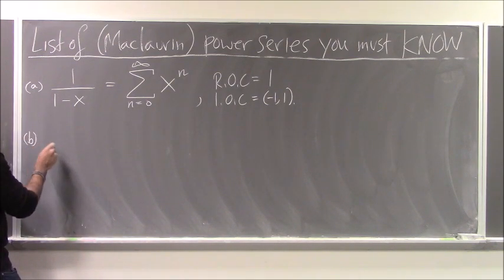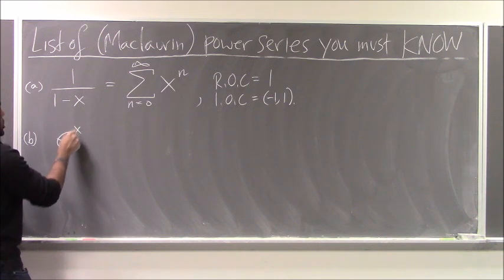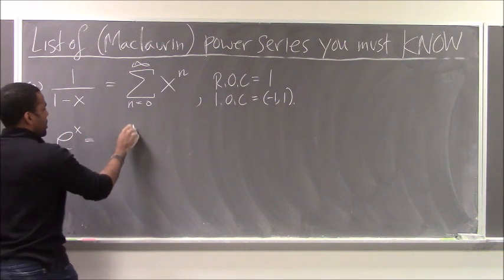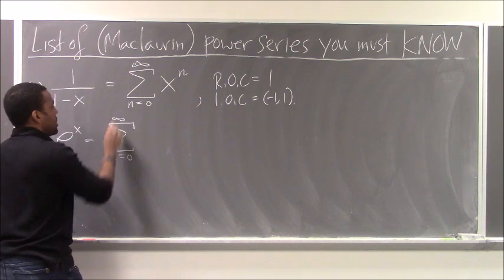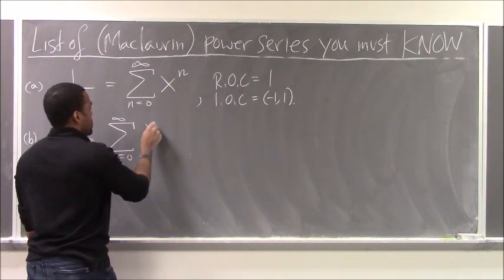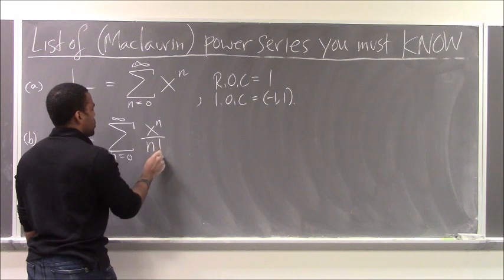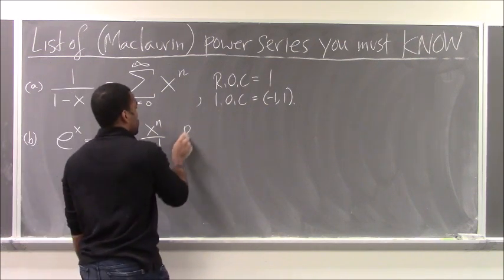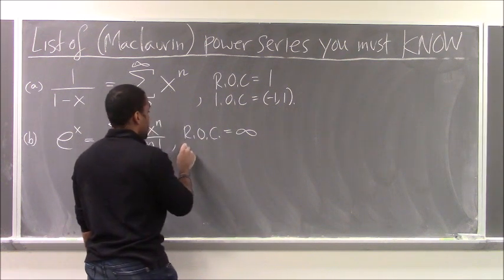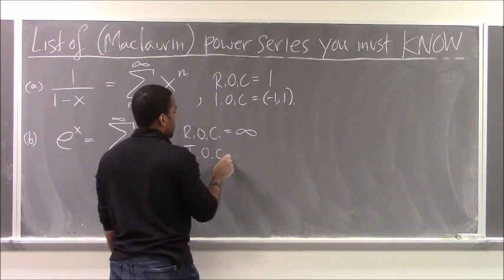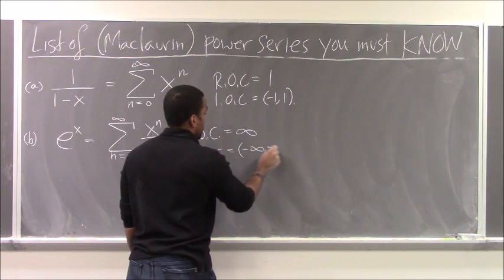Next thing, we saw e to the x. We saw that today. We can think of this as the series n goes from 0 to infinity of x to the n over n factorial. This guy has radius of convergence infinite, and interval of convergence, the entire real line.